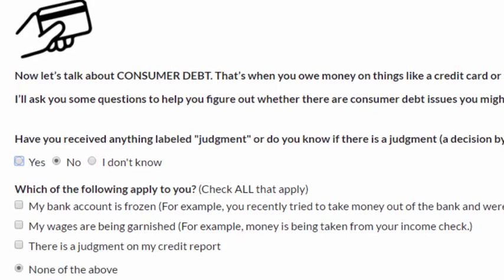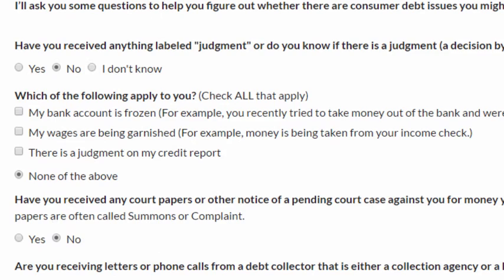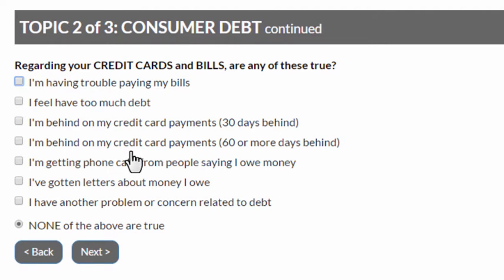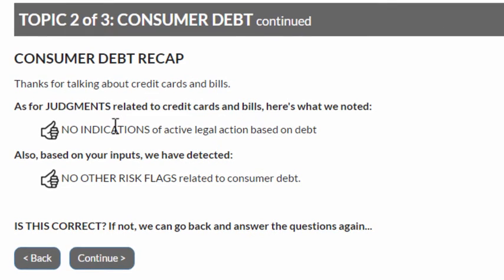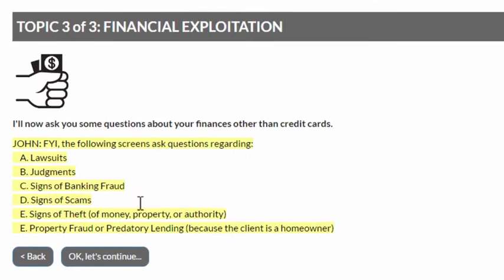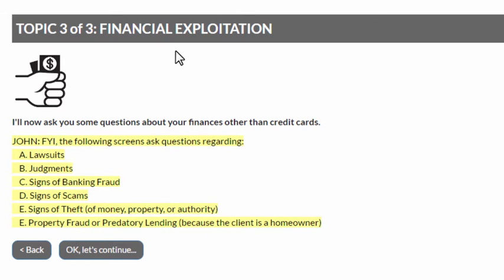Next topic is consumer debt. Regarding consumer debt, this client seems to be in good shape. Here's the recap, indicating that no red flags have been identified. If this is correct, I'll move on to topic 3 of 3, which is financial exploitation. This one's a bit longer.